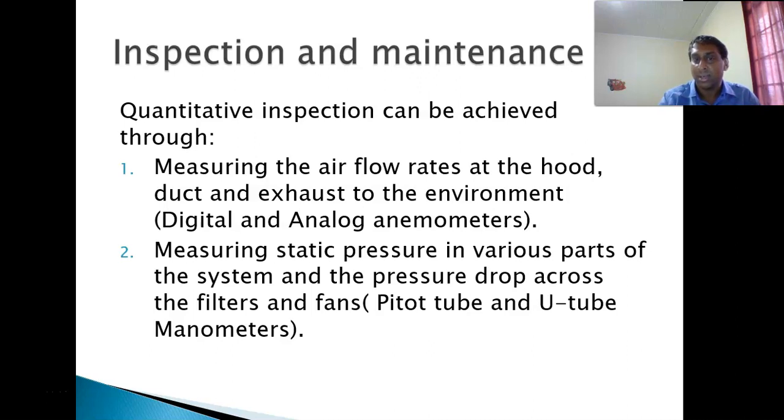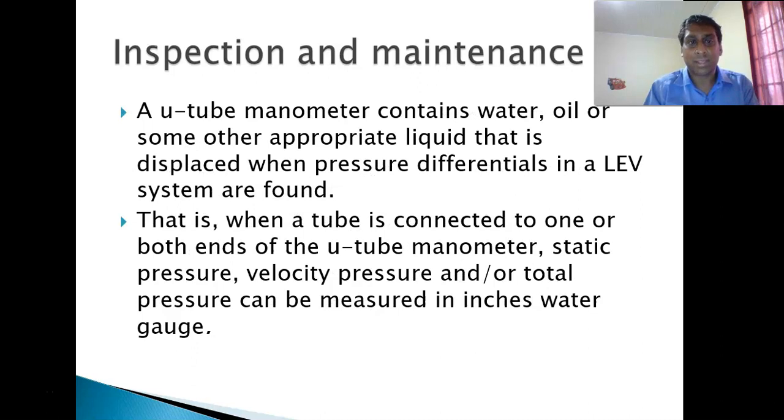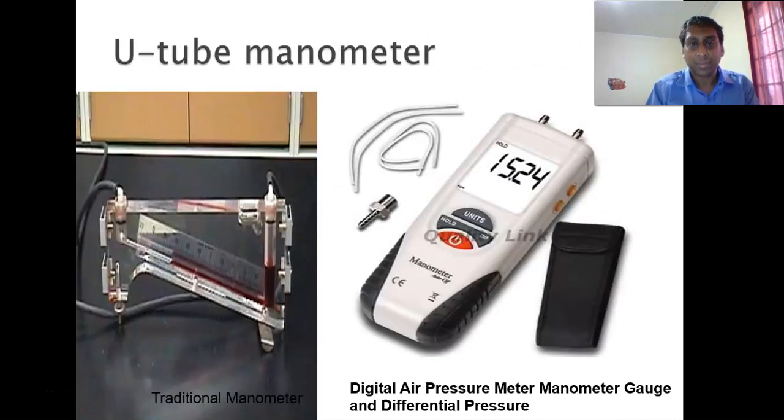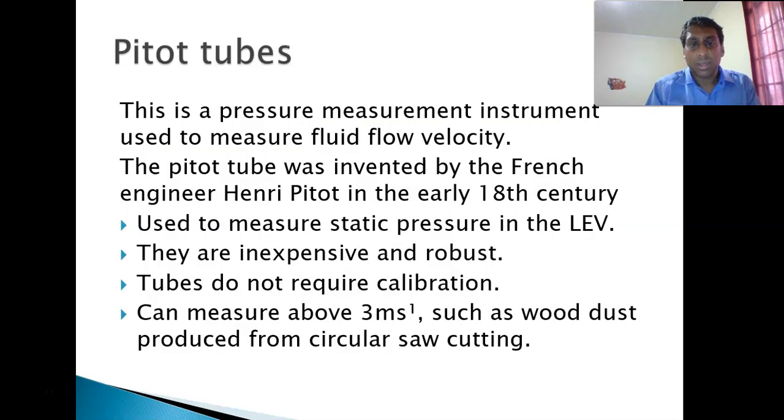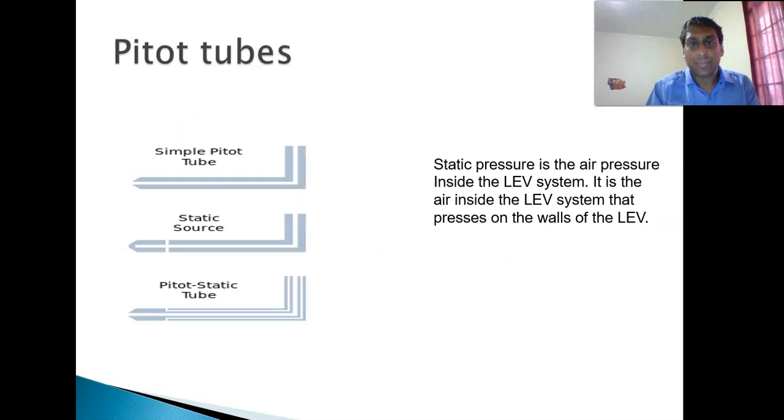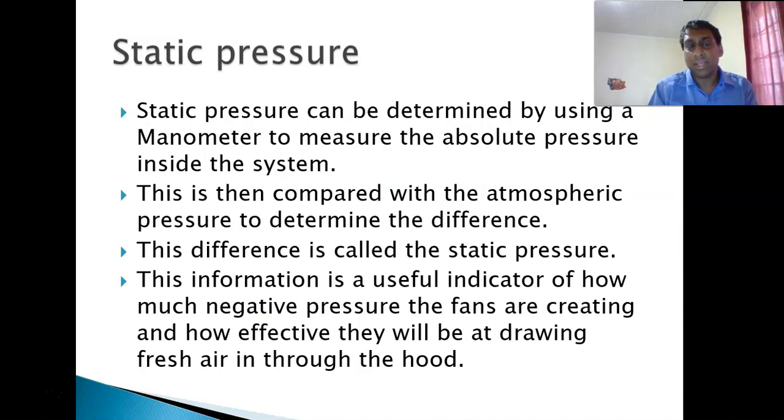Right, so static pressure is the air pressure inside the LEV system. It is the air inside the LEV system that presses on the wall of the LEV. Static pressure can be measured using a manometer to measure the absolute pressure inside the system. What you really get is the absolute pressure, and you then compare it with the atmospheric pressure to determine the difference, which of course means the minus.